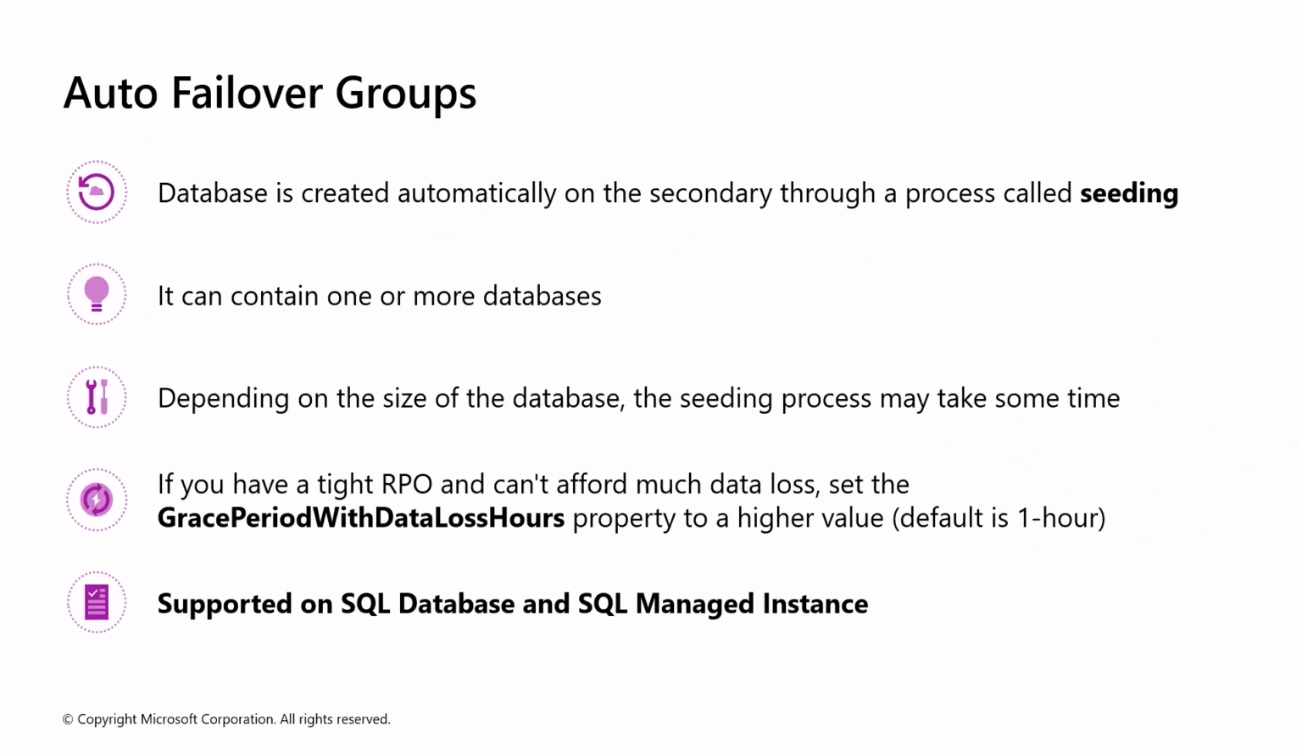Auto failover groups enhance high availability and disaster recovery for Azure SQL databases and for Azure SQL managed instances by automatically replicating databases to a secondary region and enabling seamless failover. These groups support seeding, which creates replicas of one or more databases on a secondary server, with the duration depending on the database size. They also provide AG-like functionality through two types of listeners, one for read-write and one for read-only traffic, allowing applications to connect without needing to know the failover details.